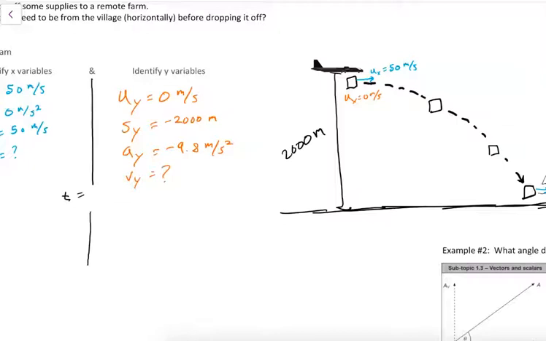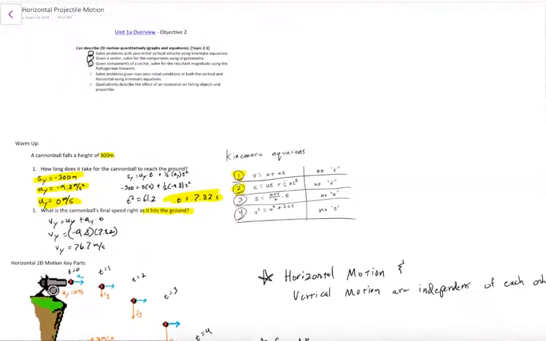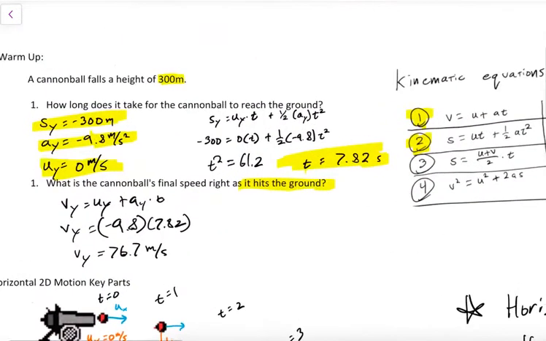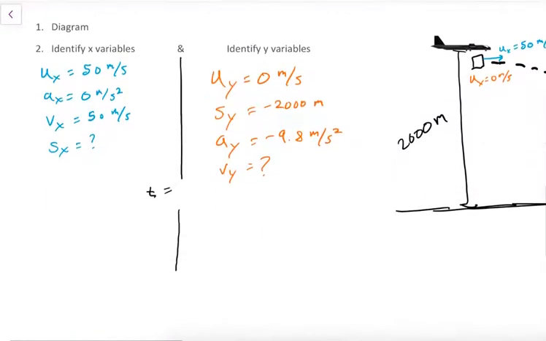But we've seen this problem before. We have u, s, and a. Where have we seen this before? Back to number 1, u, s, and a. We were able to solve for time and for final velocity. So let's do that. We're going to use s of y is equal to u of y t plus 1/2 a t squared.